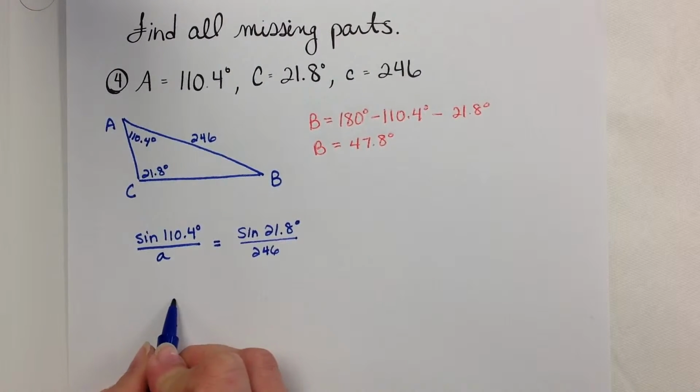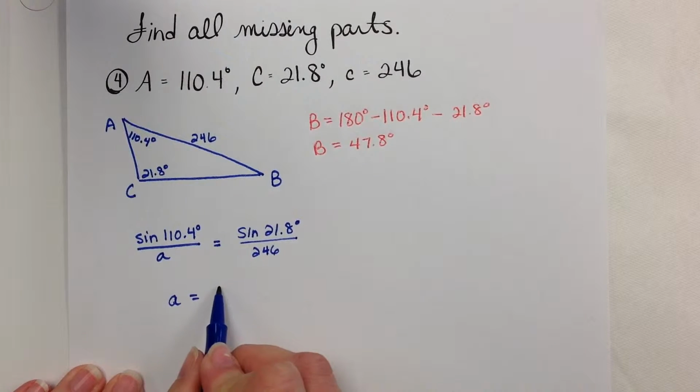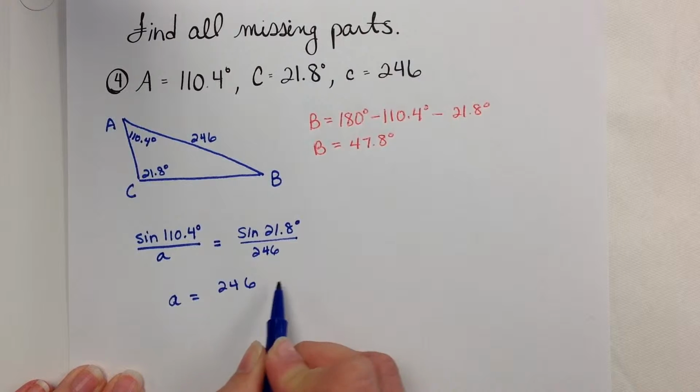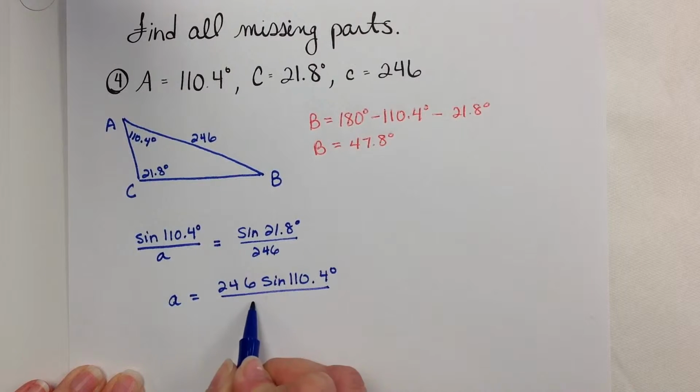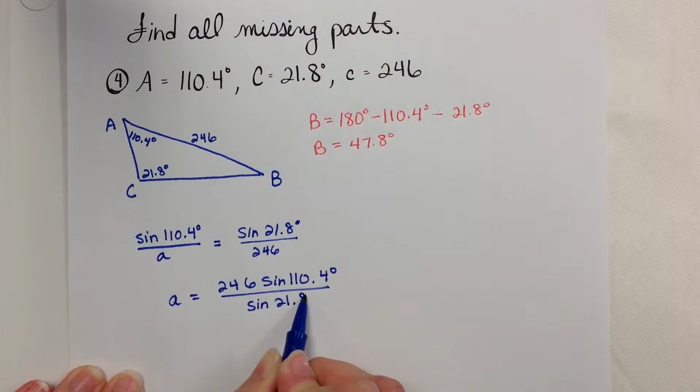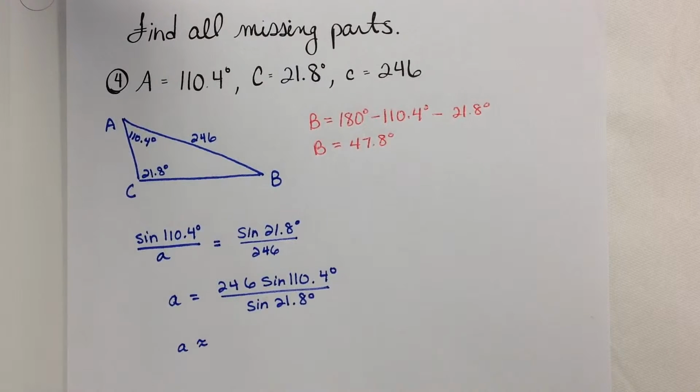Okay, cross multiply and divide. So I'll just go ahead and do that in one step. So if you cross multiply and then divide, and then put that in your calculator. Okay, so your answer there, so if we go to the nearest tenth, that would be 620.8. Okay, so now we're ready to find side B.